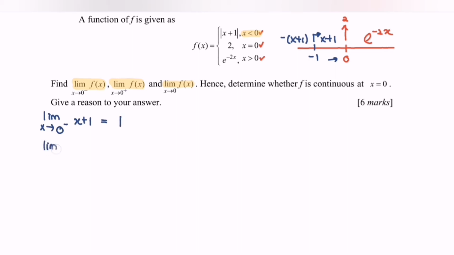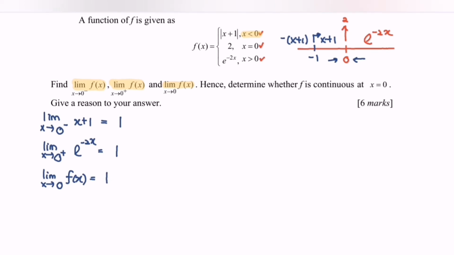Next, the limit when x approaches 0 from the right. The function would be e to the power of negative 2x. By substituting the value, e to the power of 0, again the value of y will be approaching 1. So finally, the limit when x approaches 0 for the function f(x) is 1, or we can say approaching 1.